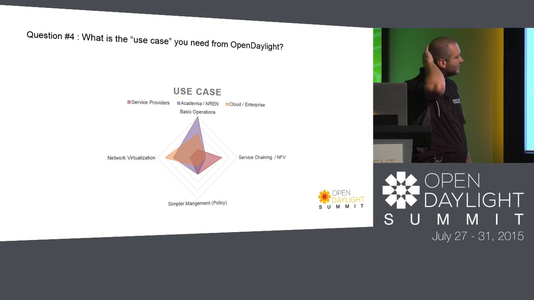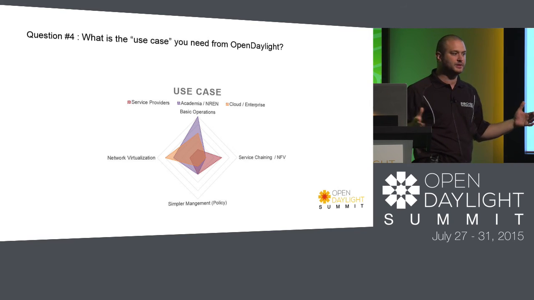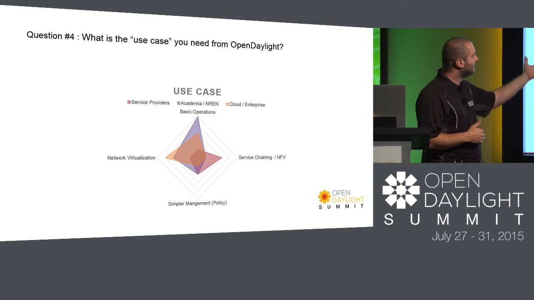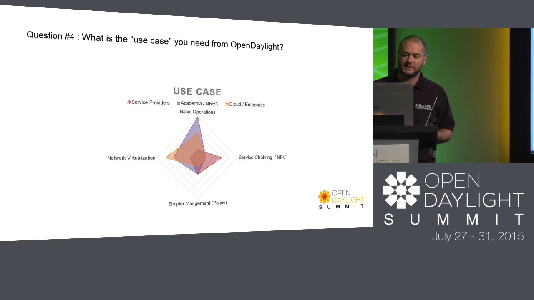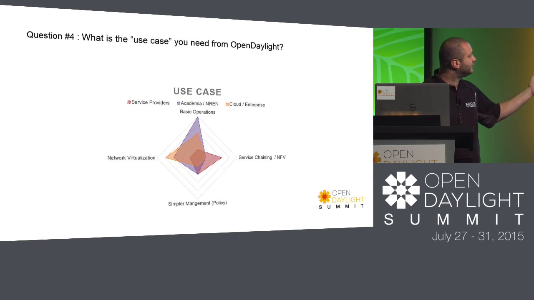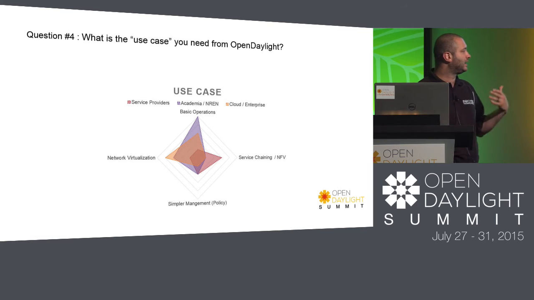Academia NREN was a bit of basic operation and multi-tenancy. So for them, it was, I have 10 different researchers. They all want a network. How can I manage that properly? And then basic operations was I need to connect things over. And for service providers, service chaining and NFV was a clear winner on this one.